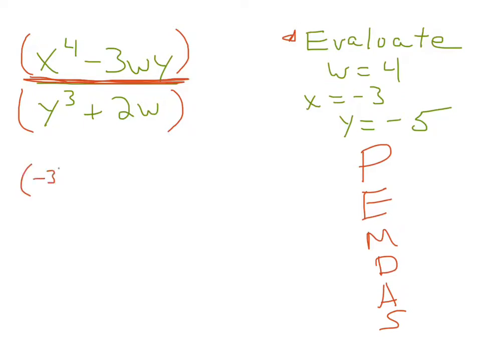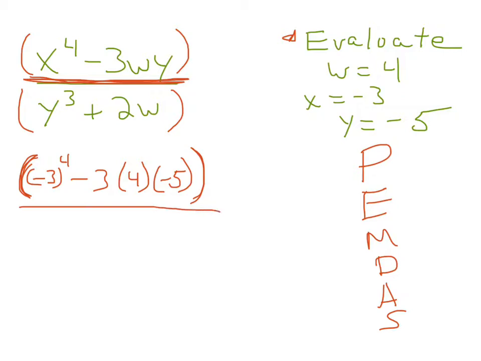So we have negative 3 raised to the 4th power minus 3 times w, which is 4, times y, which is negative 5. And that whole top is in this big set of parentheses right here. And then we're going to go to the bottom. Let's fill the bottom in. We're going to have the big set of parentheses, negative 5 raised to the 3rd power plus 2 times w, which is 4. And again, that is all inside this large set of parentheses.